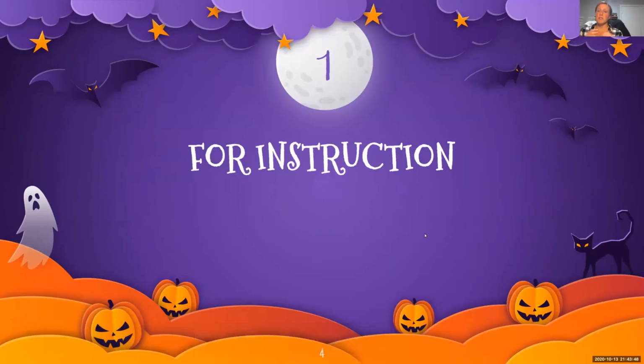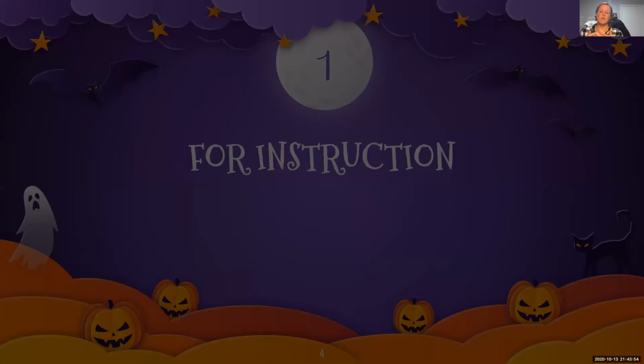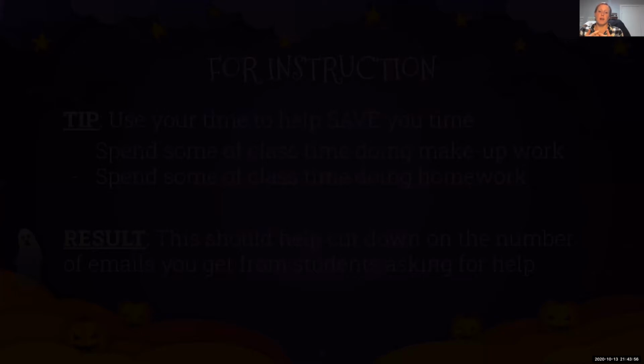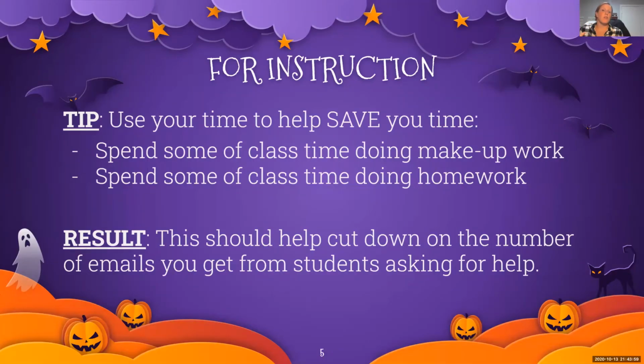This portion of tips and tricks is dedicated towards instruction. And so the first tip is to spend your class time to eventually help you save time in the long run. Spend some of that time with kids doing makeup work, spend some of that class time doing homework, get them started on it. And ideally, this will help you reduce the number of emails that you get from students asking for help, asking for their makeup work, turning it in, if you can establish some routines and some dedicated time and space for your students to accomplish that.